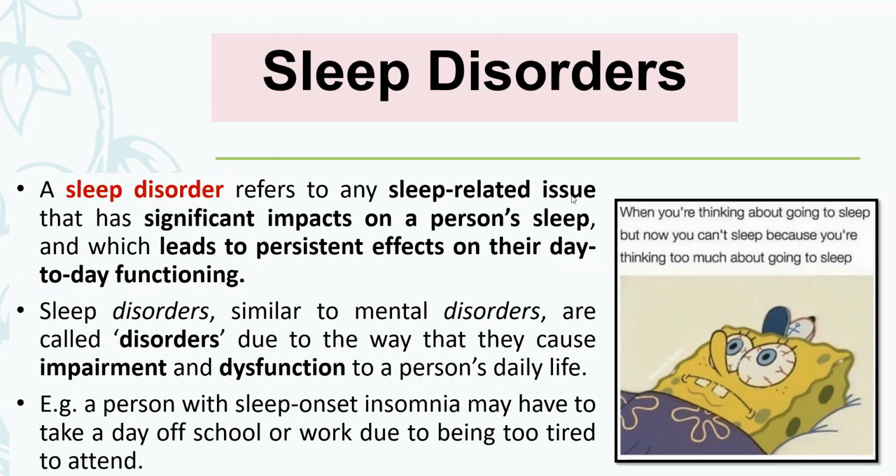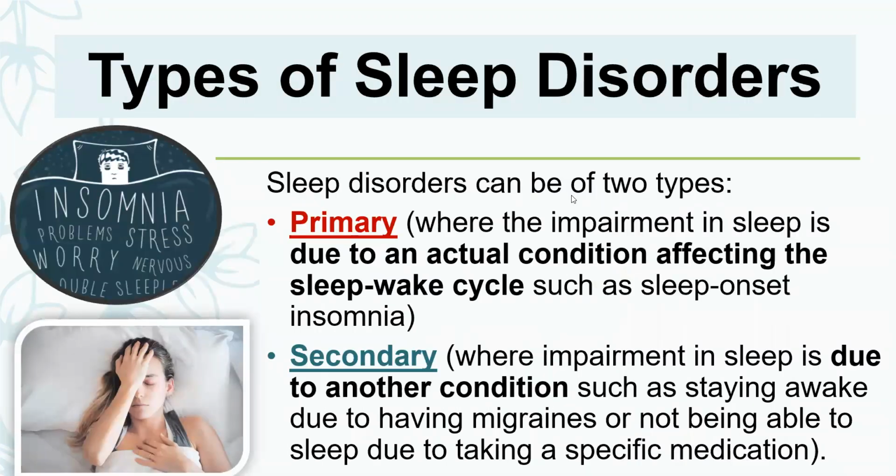Now we're going to look at the two types of sleep disorders, or I would say the two forms. Sleep disorders can be of two forms. They can be primary, where the impairment in sleep is due to the actual condition. This is the case for sleep-onset insomnia. People who have sleep-onset insomnia somehow have a sleep-wake cycle that is not balanced, and that directly causes, or is the primary cause of, the insomnia that they experience.